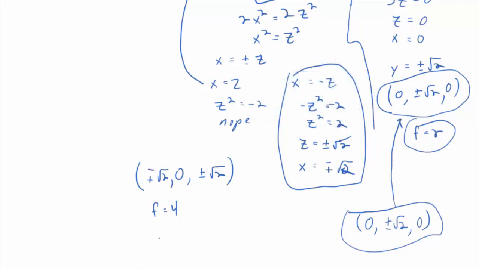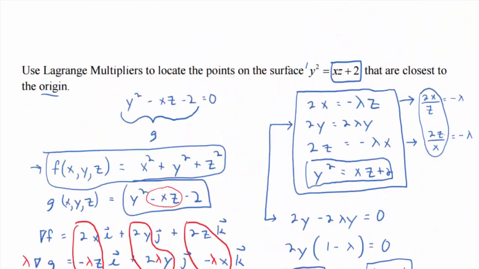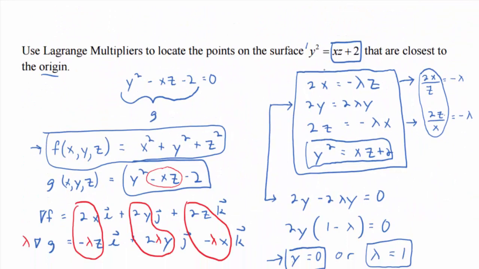And then this is just garbage right here. Because think about it. A surface like this, whatever it is, you can keep increasing x and z, and y will keep increasing. It can get as far away from the origin as you want. So it's not going to have a maximum distance.